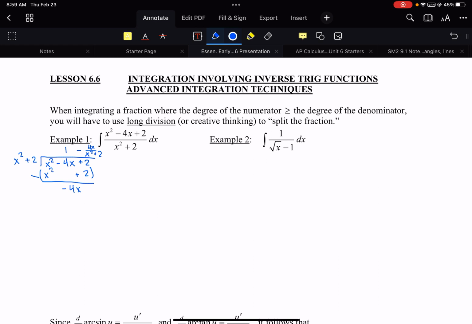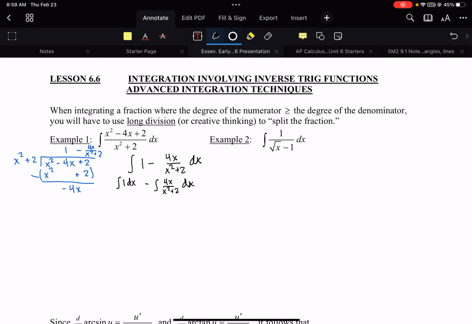So the reason that is helpful for us is that now I can change my integral into the integral of 1 minus 4x over x squared plus 2 dx, which is also nice for us because now that I have these two things that are being subtracted, I'm going to split this integral up. So I'm going to split it into the integral of 1 dx minus the integral of 4x over x squared plus 2 dx.